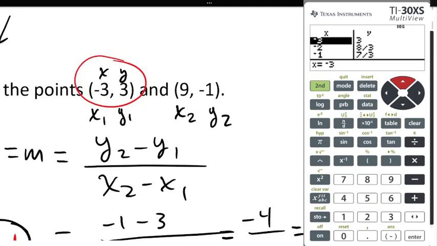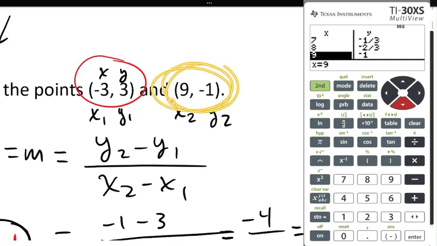That means this point is on this line. This point is a member of this line. The other point that has to be true is when I go way down to when x is the number 9, it has to be the case that I get -1. And you can see it clearly happens, right? So both of these points are on the line. That means I clearly have the equation of the line.